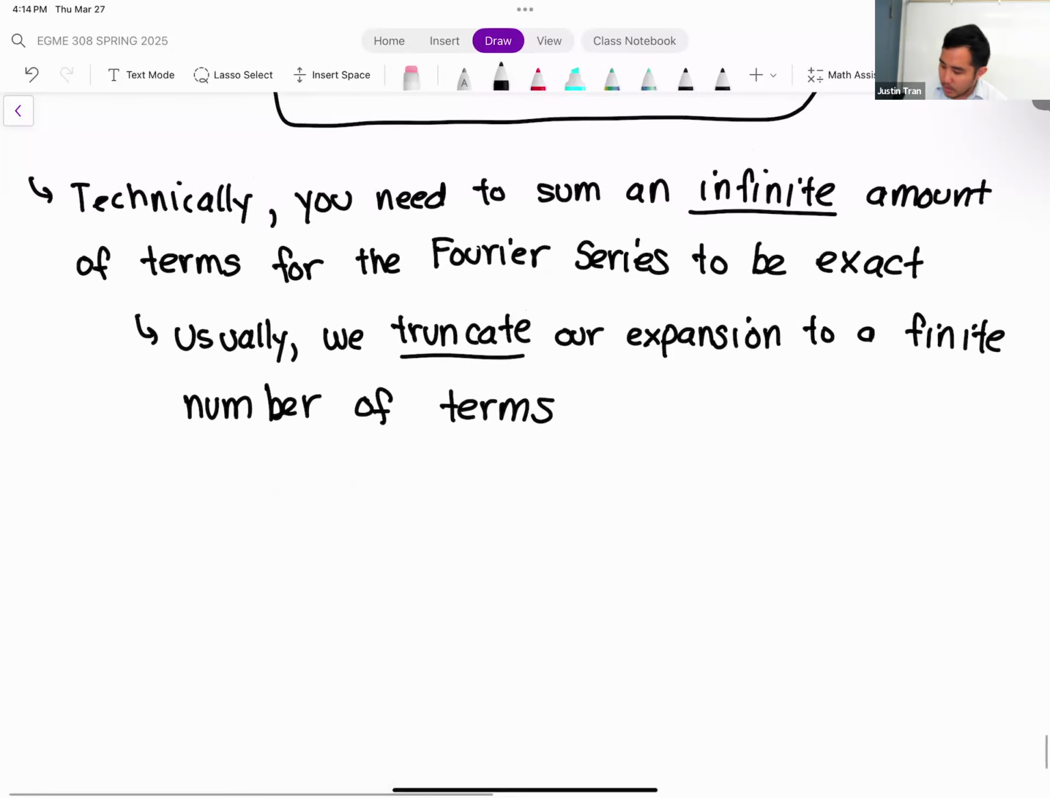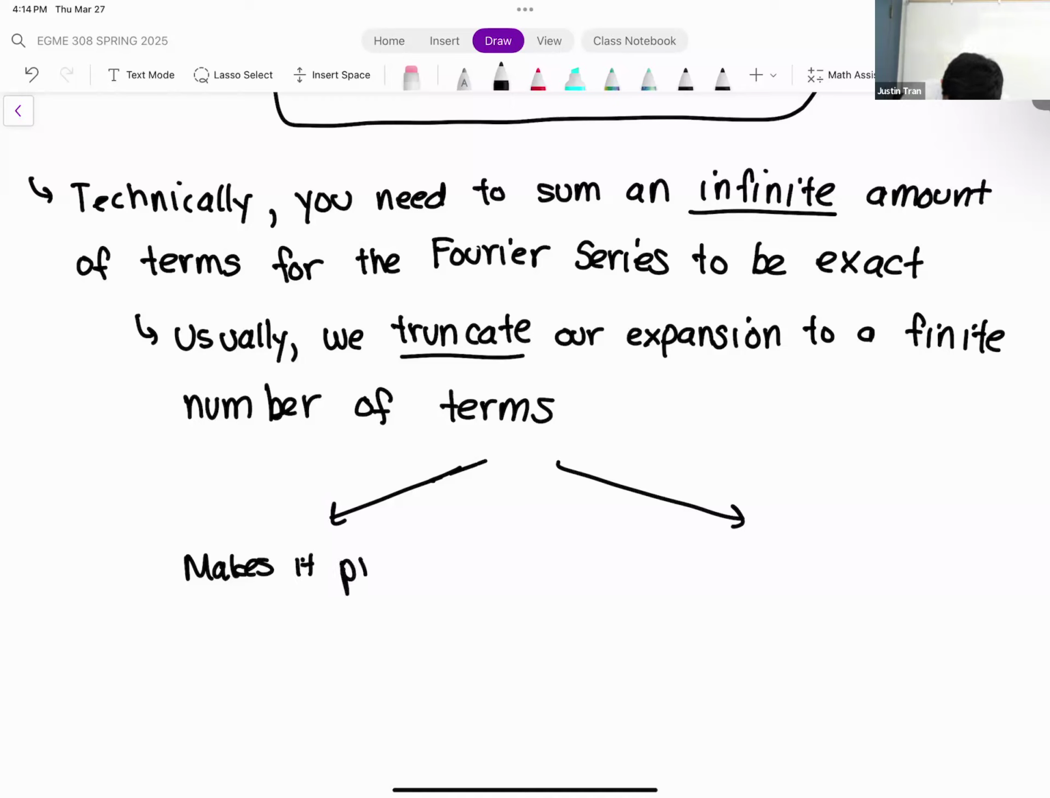And so this has a couple of side effects. The first one that's obvious is that it makes our problem practical. We can't compute an infinite amount of terms. Maybe if we had an infinite amount of time, but life is finite here on Earth, and you can spend the rest of your life computing an infinite Fourier series, and you would never complete because it's infinite.